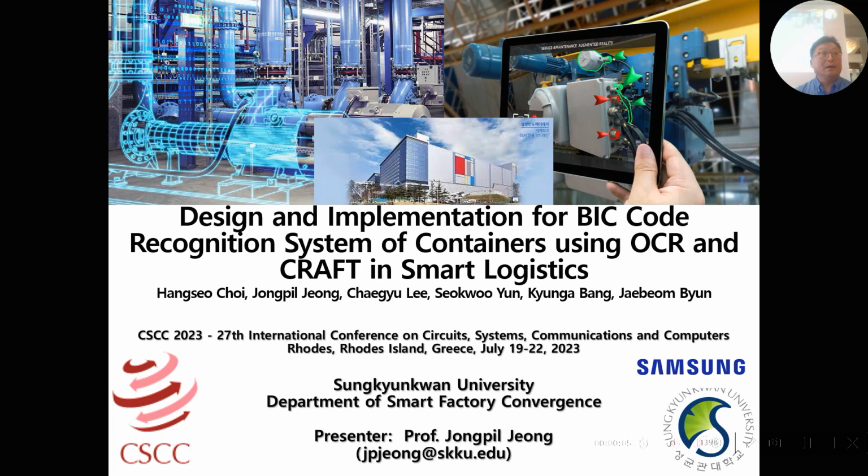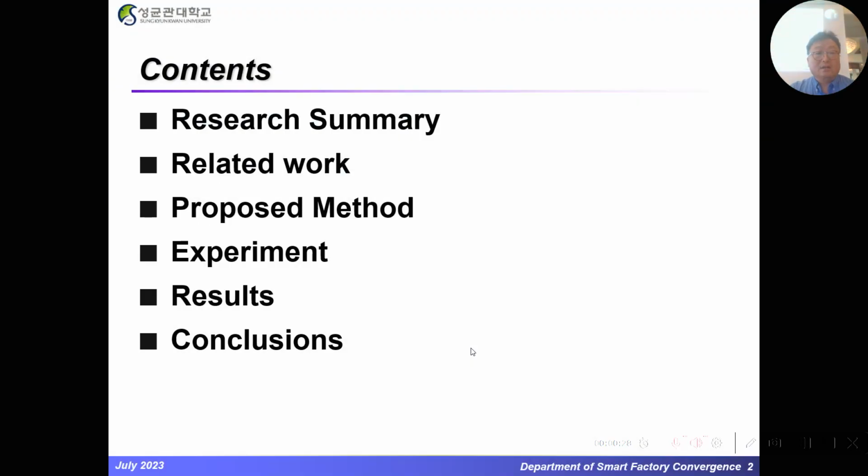This topic is the design and implementation of a BIC code recognition system for containers. As you know, it uses OCR and CRAFT in smart logistics. BIC is the Business Identification Code. The contents are: first, a research summary, and second, related work, proposed method, experiment, results, and conclusions.